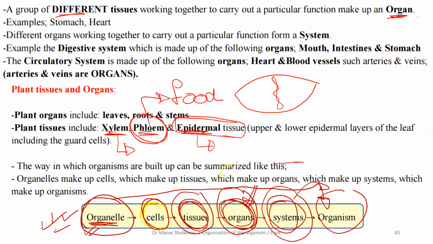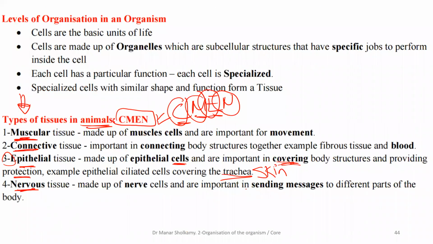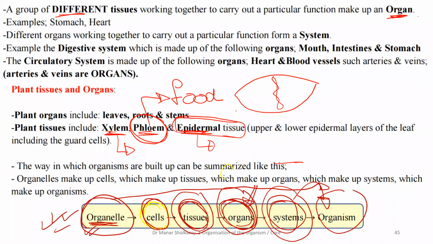Organs are made up of different tissues. In animals, the different tissues are written right there: connective, muscular, epithelial, and nervous. And the tissues in a plant are the transport tissues, like the xylem and the phloem, and the epidermal tissues.